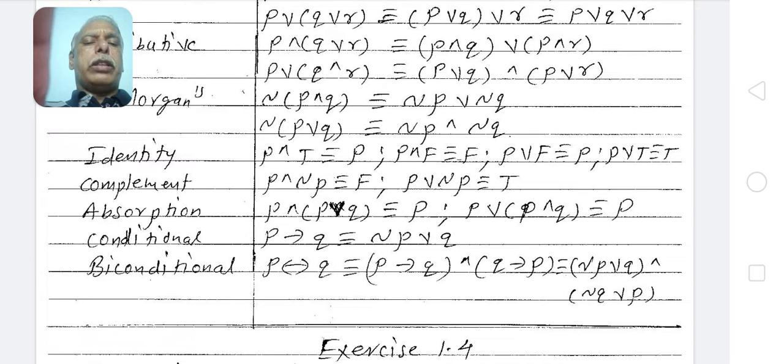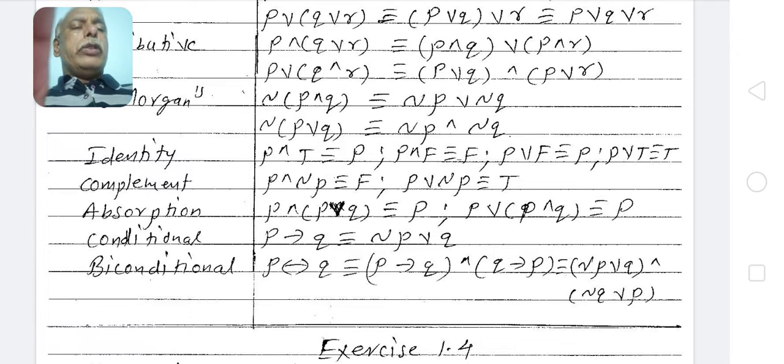Whereas for the biconditional statement, P double implies Q, we can split this entire double implication into two single implication forms. Simply P implies Q and Q implies P, like two-way traffic from P to Q as well as Q to P. Now apply this previous conditional law. P implies Q is nothing but negation P or Q, and Q implies P is nothing but negation Q or P. This is the law for biconditional.